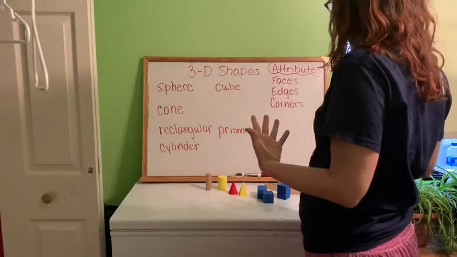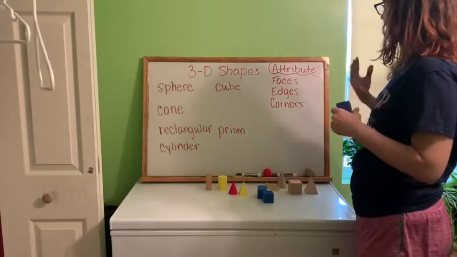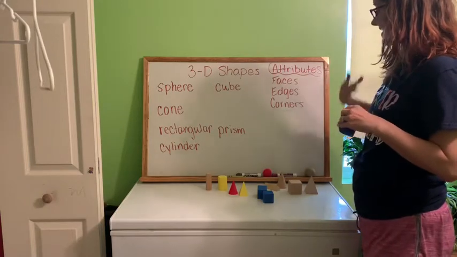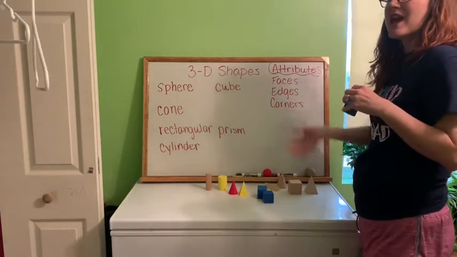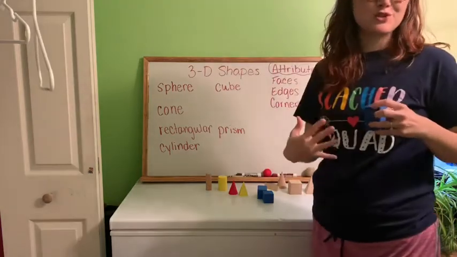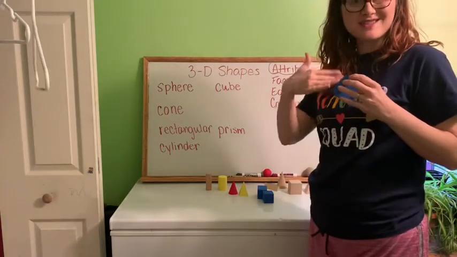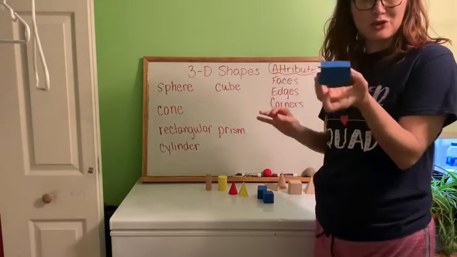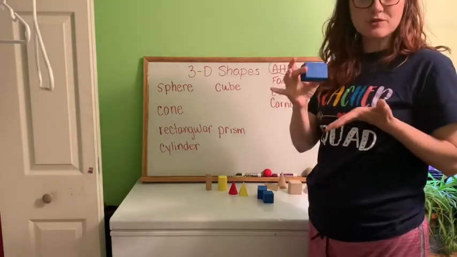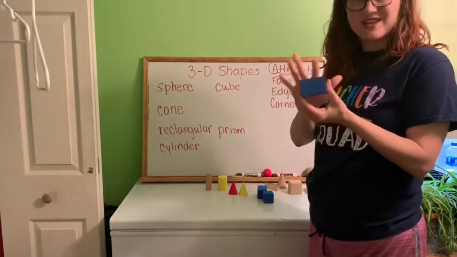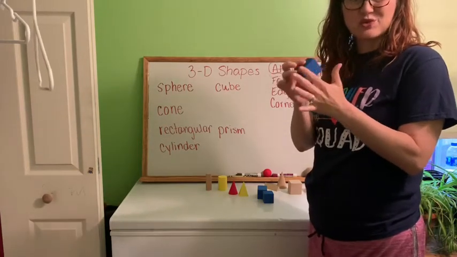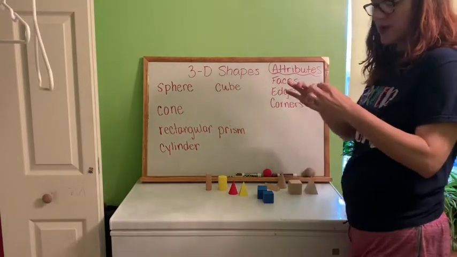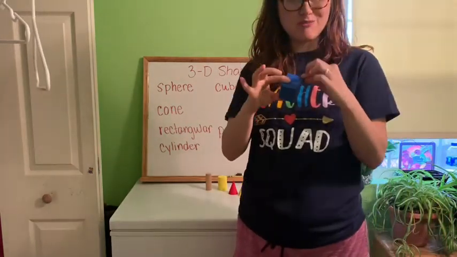And what's important this week is that we will be focusing on looking at the faces of a 3D shape and going back to what 2D shape face does that 3D shape have. So let me give you an example with the rectangular prism. When we look at a rectangular prism, we're going to have the kids count the edges, which are like those straight lines. We're also going to have them count the corners, which are where 2 of those edges meet.